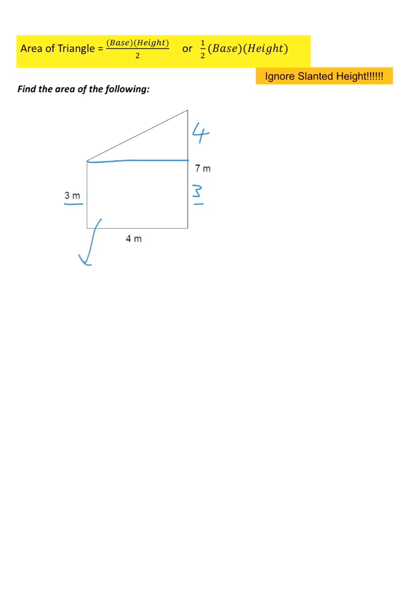So for the rectangle, the area of that will just be 3 times 4, which is 12. Now for the triangle, so I have my height, which is going to be 4. The base will also be 4, because you can see here, it's the same as this 4. So that'll be 4 times 4 divided by 2, because base times height divided by 2. So 16 over 2, which is going to be 8.